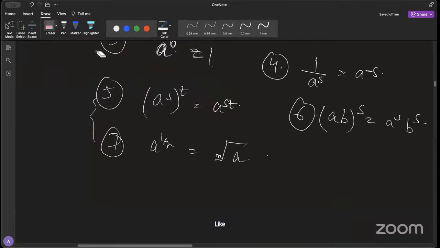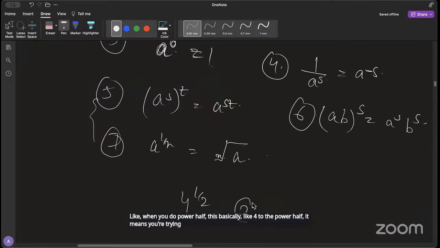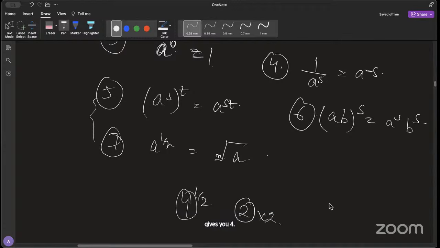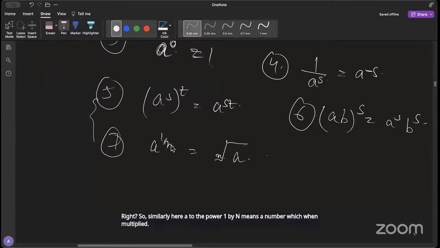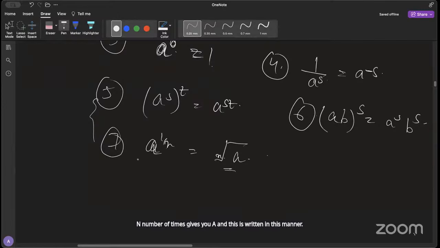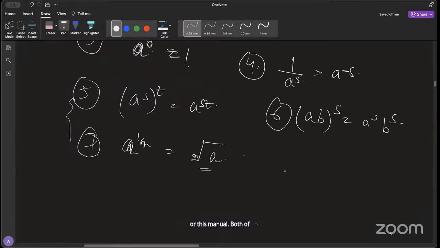Like when you do power half, like 4 to the power half, it means you're trying to find the number which when multiplied 2 times gives you 4. Similarly, when you are doing 4 to the power 1 by 3, it means you're trying to find the number which when multiplied 3 number of times gives you 4, right? So similarly here, a to the power 1 by n means a number which when multiplied n number of times gives you a, and this is written in this manner or this manner. Both of them are the same.